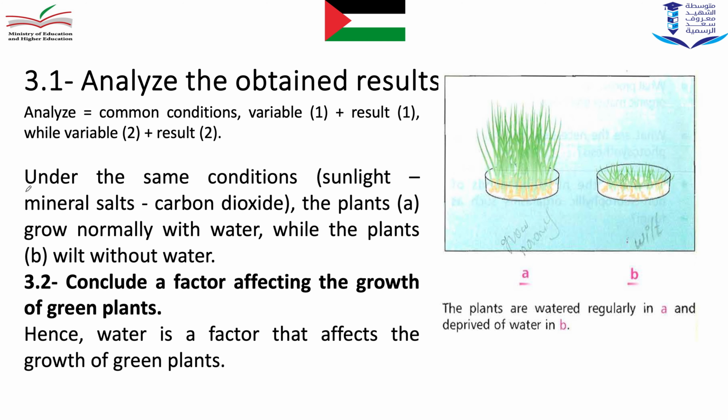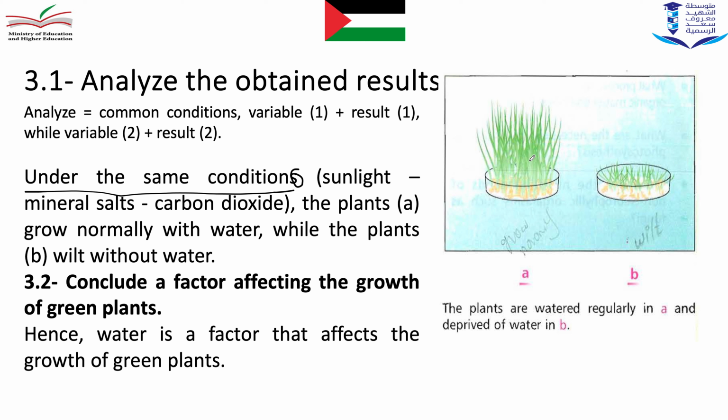Now the analysis. How to write the analysis? You have to start with the common conditions: the sunlight, mineral salts, and carbon dioxide. They are present in both experiments. Then for the plants, we have to state the variable factor and then the result.